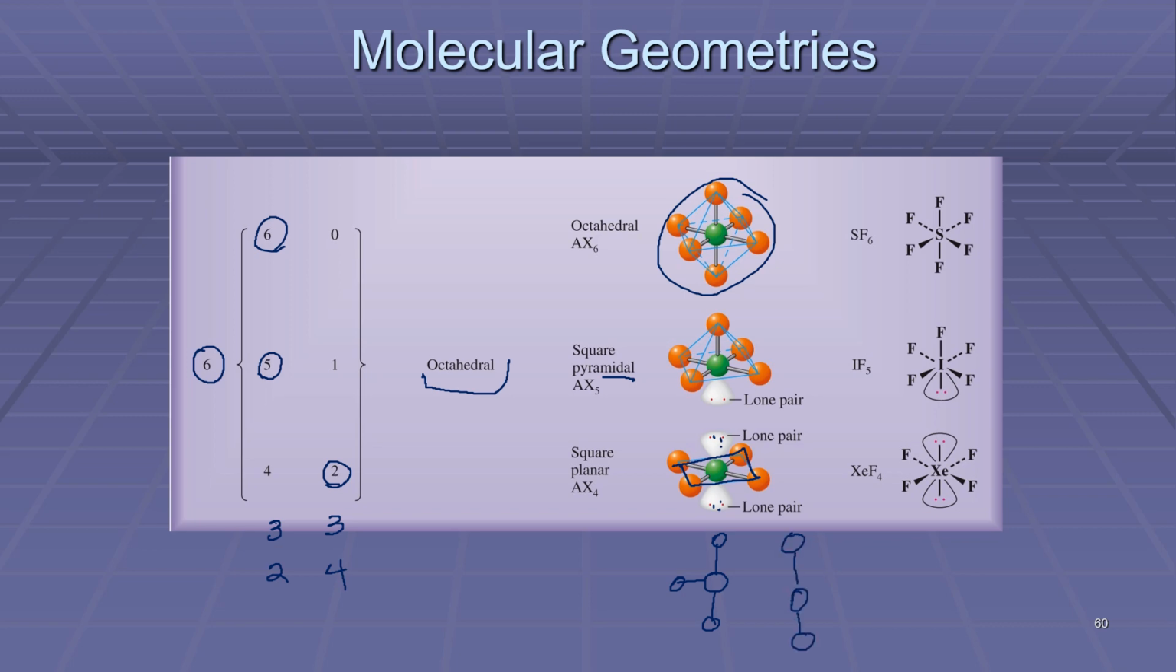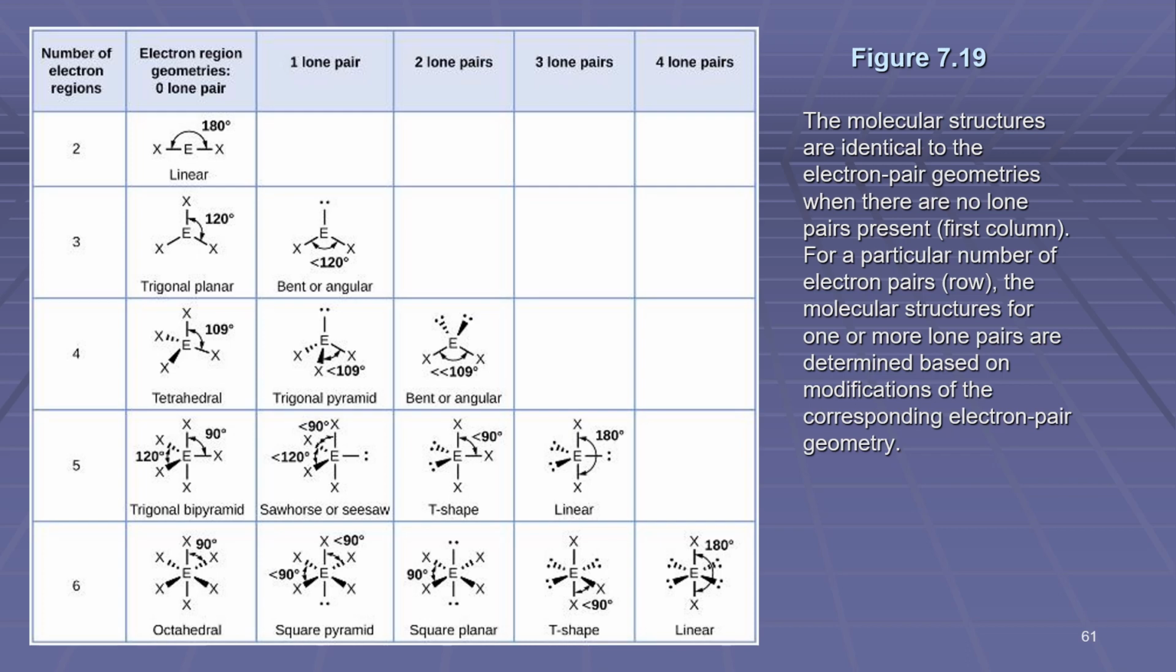But these are probably the 3 important ones for 6. All right, so this is a nice little chart. I think when we do the lab, we'll have this chart as well. And so this tells you the total number of electron regions: 2, 3, 4, 5, 6.